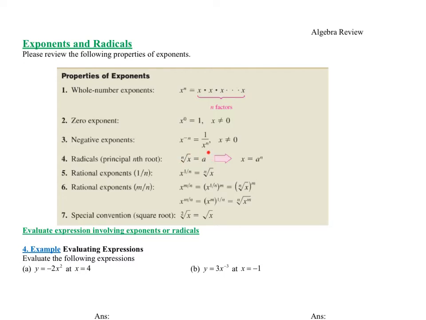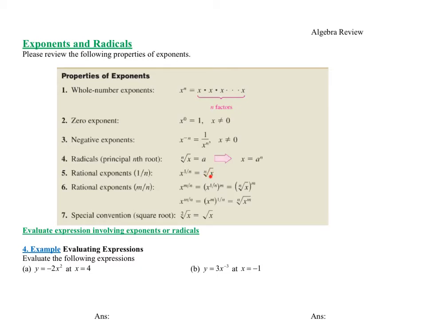So one way to solve a radical equation, for instance, if the square root of x equals a, would be to square both sides. So if it's the cube root, you'd cube both sides. If it's the fourth root, you'd raise both sides to the 4th power. So that's what the next one says right there. If it's the nth root of x equals a, you could solve that equation by raising both sides to that nth power.